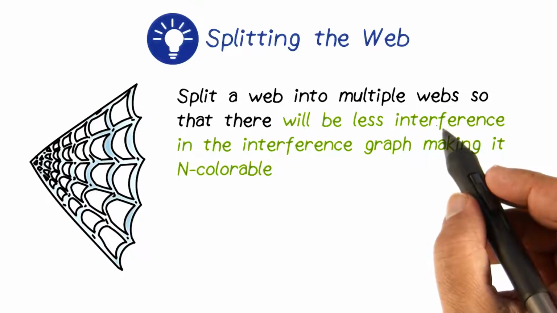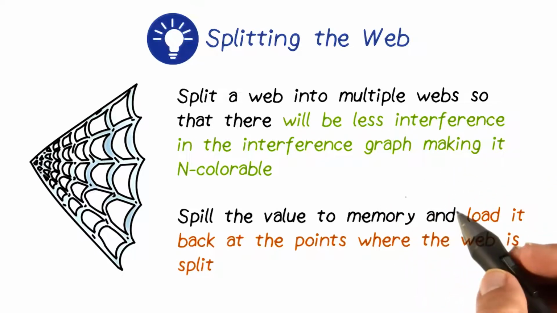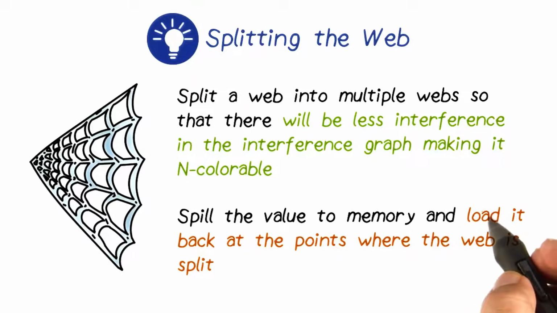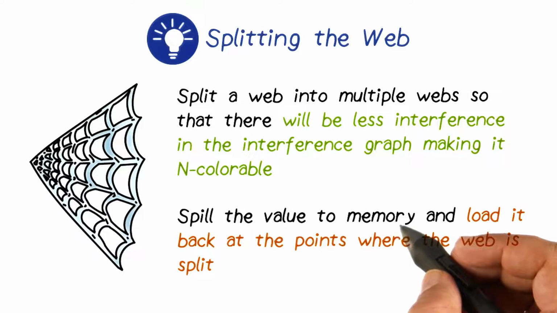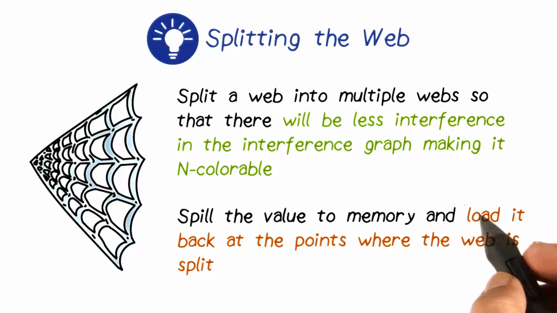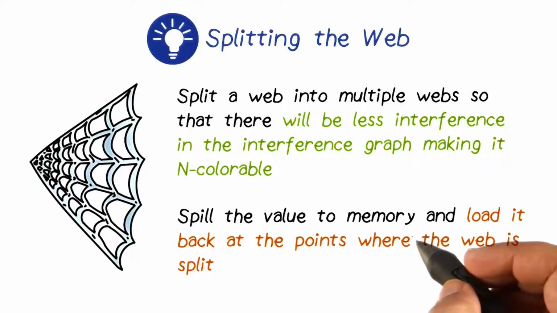Typically, the web which has the highest amount of interference and the least spill cost will be the one which will be chosen for splitting. After splitting it, a part of the web will still be spilled, and what we will do is we will spill the web or store the value into the memory and we'll load it back at the points where the web is split. So in other words, part of the web will be stored and loaded from memory and the other parts will stay in register.